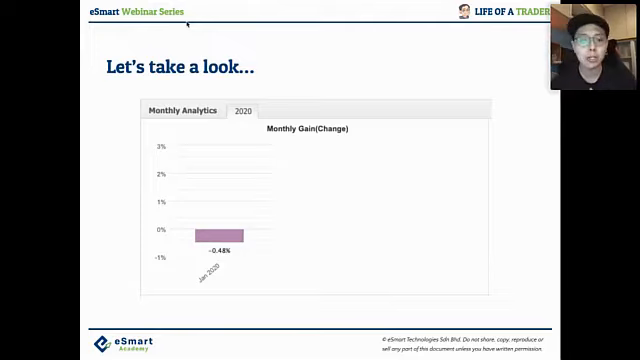Of course, not one trade, right? Various trades, a few trades here and there. Some win, some lose, but net in January, I lose 0.5%. So I want you to think about this.